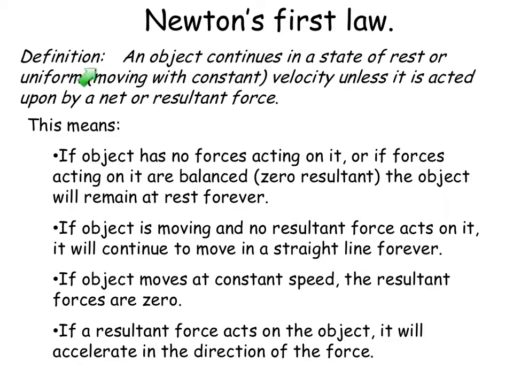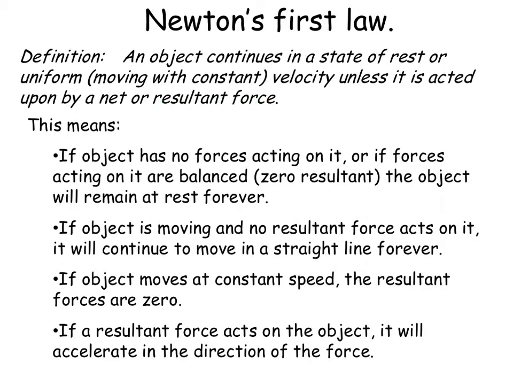So the first thing is you have to learn the definitions, all right? An object continues in a state of rest or uniform velocity unless it is acted upon by a net or a resultant force. We know what a resultant force is. It means an unbalanced force. If there's an unbalanced force, then we are going to change an object's state of motion. But its state of motion is either it's standing still or it's moving at a constant velocity unless I put an unbalanced force on it.